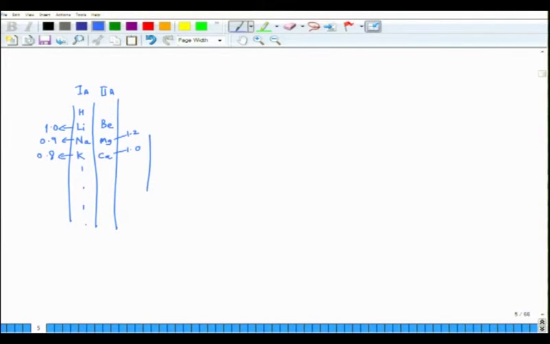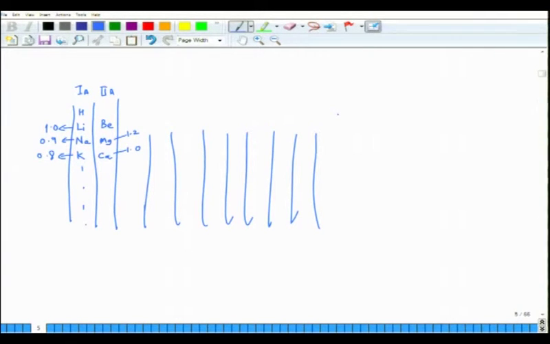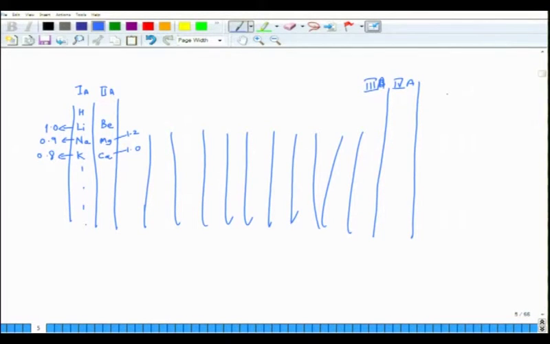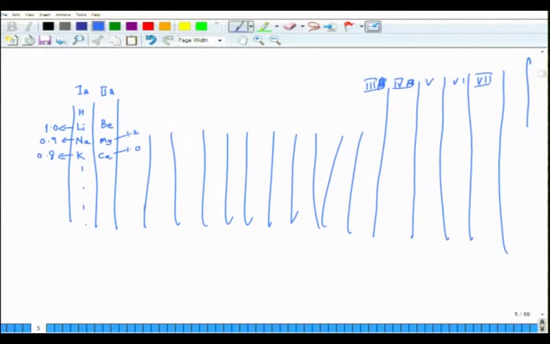Then of course you go to group 3, these transition elements in between, and then we, how many of them, 1 2 3 4 5 6 7 8 9 10, 1 2 3 4 5 6 7 8 9, and then we go to group 3B, and then we have 3A, I think this is 4A, and then we have 5, then we have 6, and then we have 7, and of course then we have inert gases.